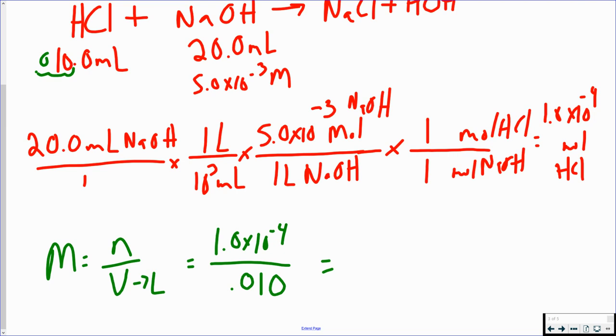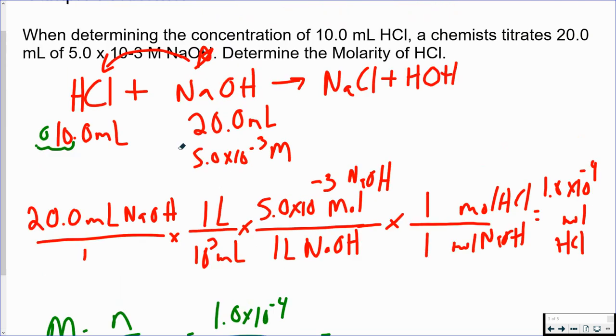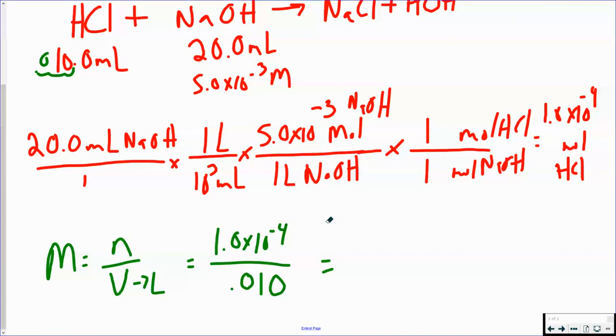Sig figs are going to be based off of my givens. As you might see, my 5.0 only has 2. So my final answer can only have 2, giving me a final answer of 0.010 mole per liter HCl. That is a very low concentration of HCl.